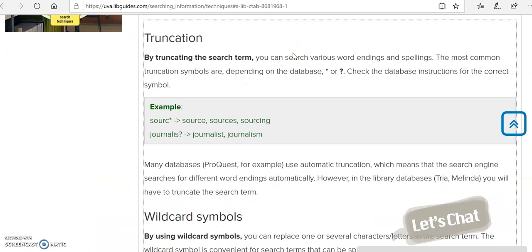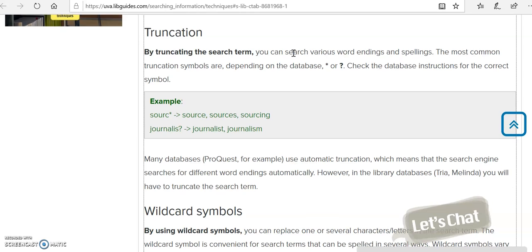Then we have truncation and wildcard symbols. By truncating the search term, you can search for different word endings and spellings. For example, if you truncate the word like this, we will get source, sources, sourcing, and so on.